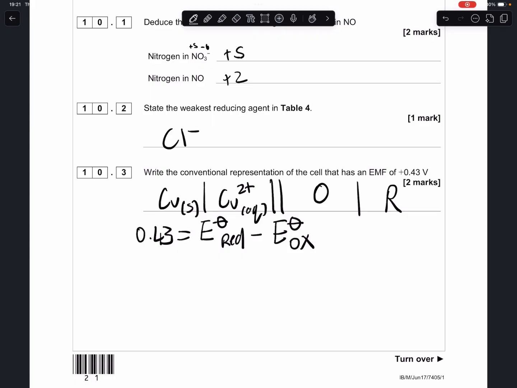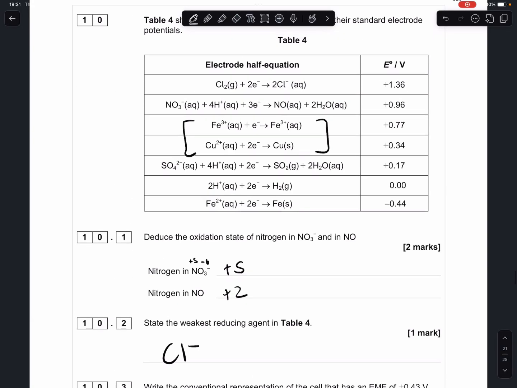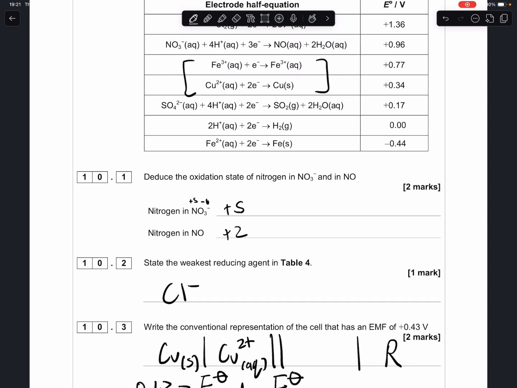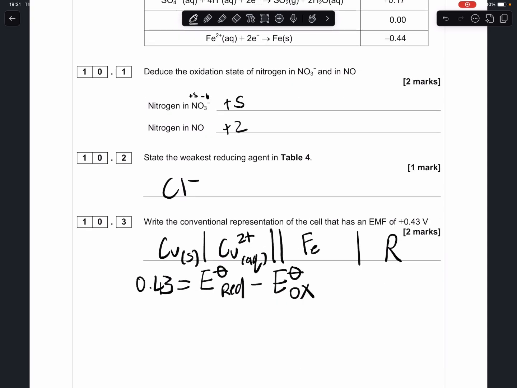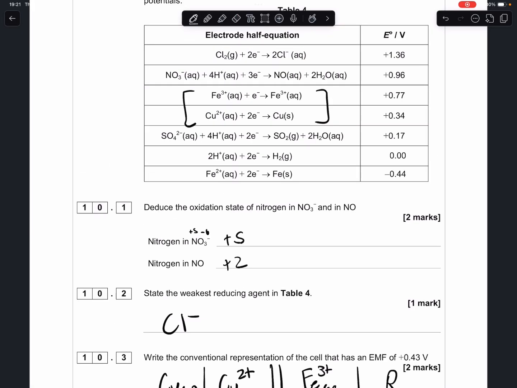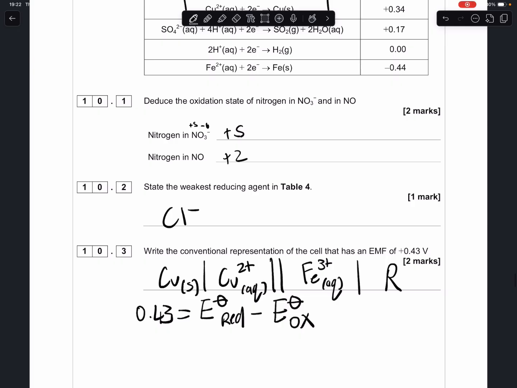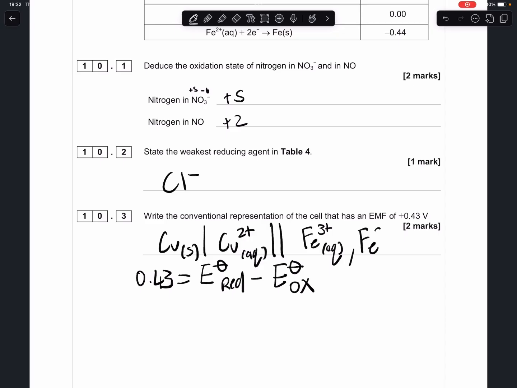Never forget the state symbols. You need the state symbols. And then here we need the oxidized form again, Fe3+. And I believe here there's been a mistake. This should be 2+, because this is actually left out of the mark scheme, this question. But I believe that should be 2+, because it's gained an electron. But yeah, because it's the same state, aqueous, you remove the line and you put a comma because they're the same state. So then you put the Fe2+, that's also aqueous, so you have the comma.